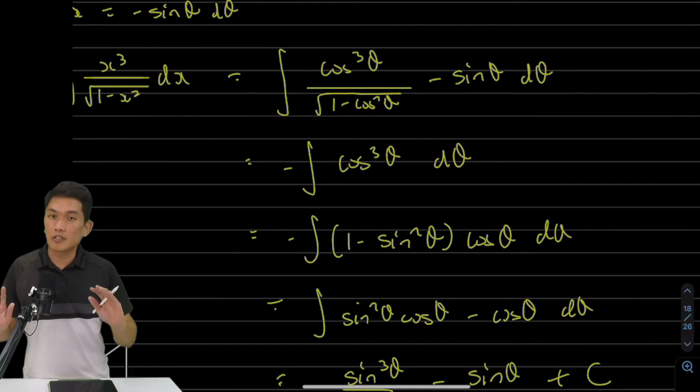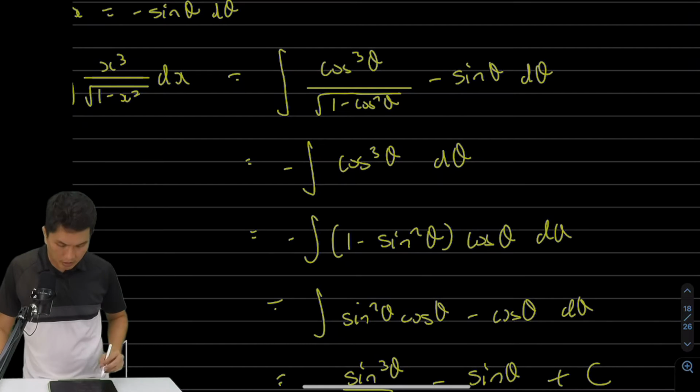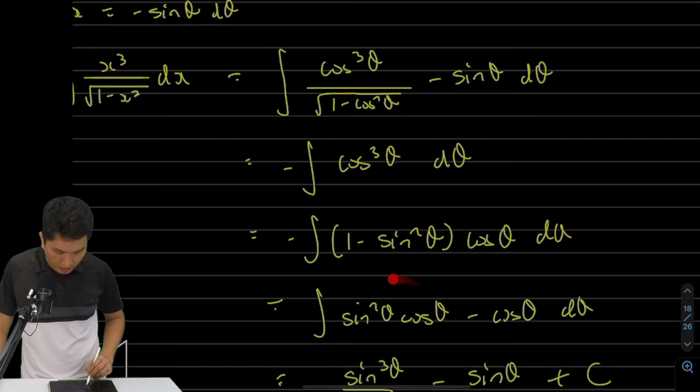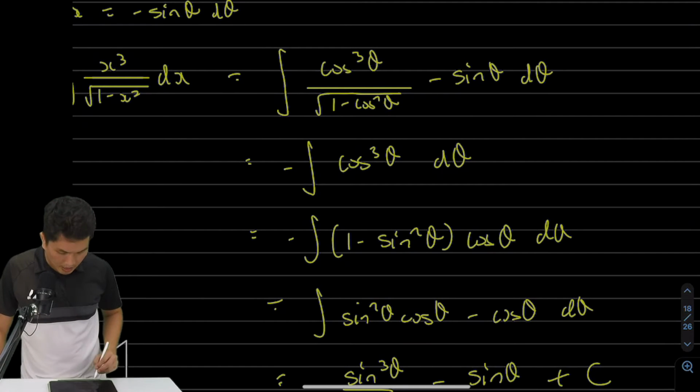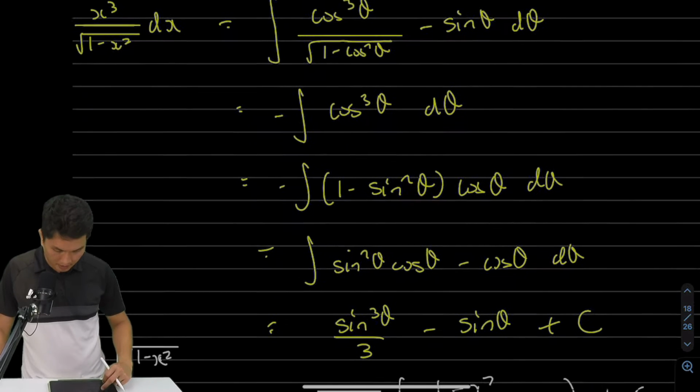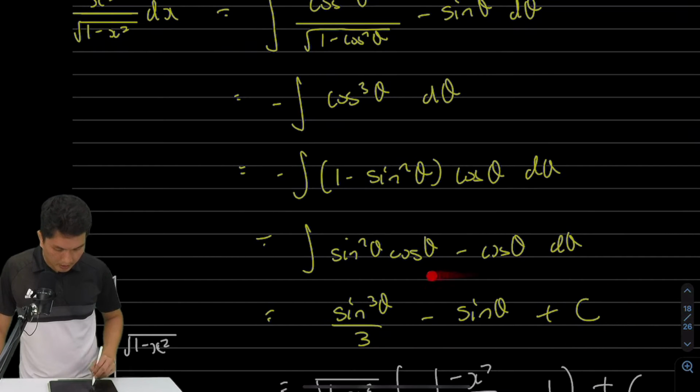No need for MF26, no need for integration by parts or any trig identity. Just directly integrable. Because this is actually sine cube theta over 3. Think about it, yeah? And this is just sine theta. Okay? So you arrive at this answer.